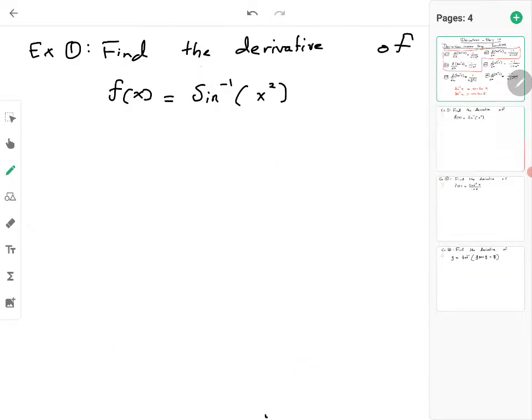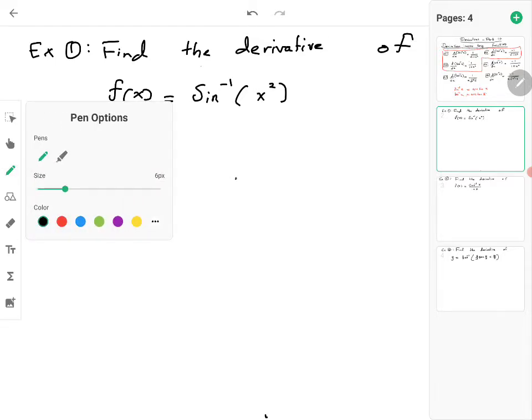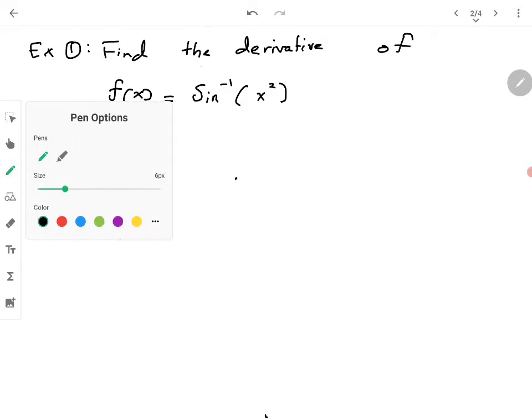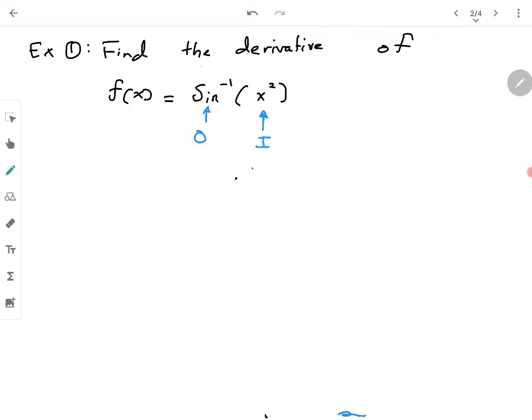Okay, so let's apply these formulas. The first one, in this exercise, we want to find the derivative of sine inverse of x squared. So this is an application of the chain rule. Your outer function is sine inverse, and your inner function is x squared.